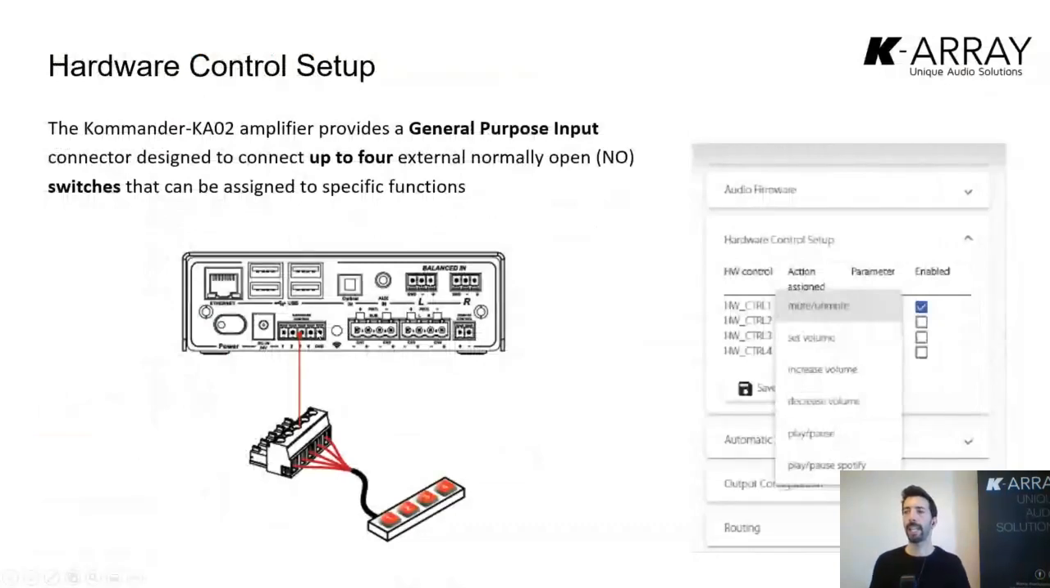There is a GPI input. Actually, there are 4 GPI inputs. And as you can see, you can connect up to 4 standard on-off switches. So, a switch that when you click creates a short circuit, and this GPI reacts to the short circuit. So as soon as you click one button, the amplifier will get the information that you have clicked.